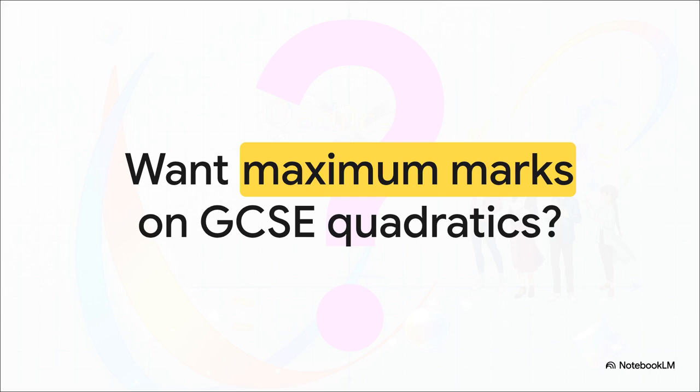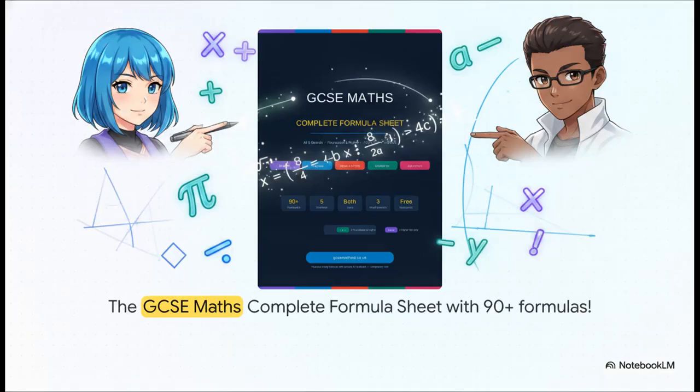But what if I told you there's actually an ultimate mathematical cheat code? A foolproof method for quadratic equations that works every single time, literally no matter how messy the numbers get. Well, here's the absolute best part. The exam boards actually give it to you for free.